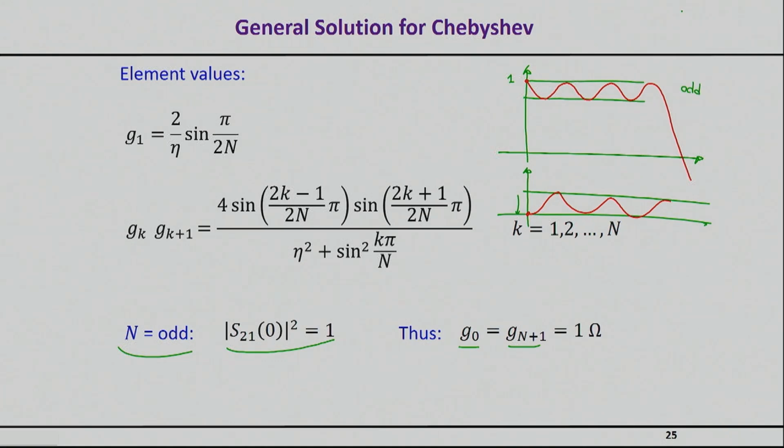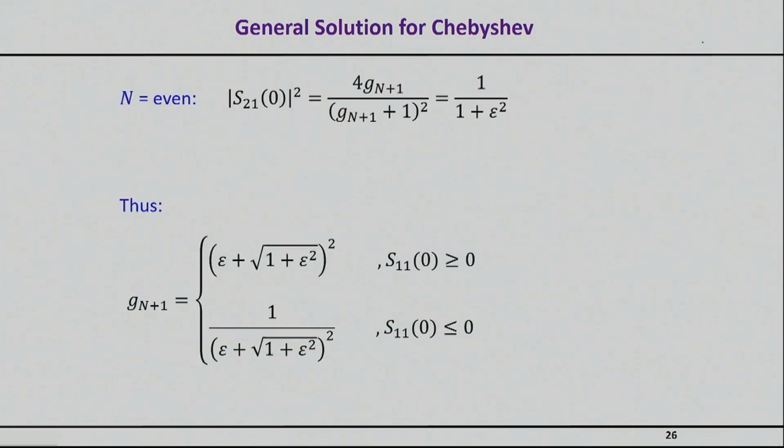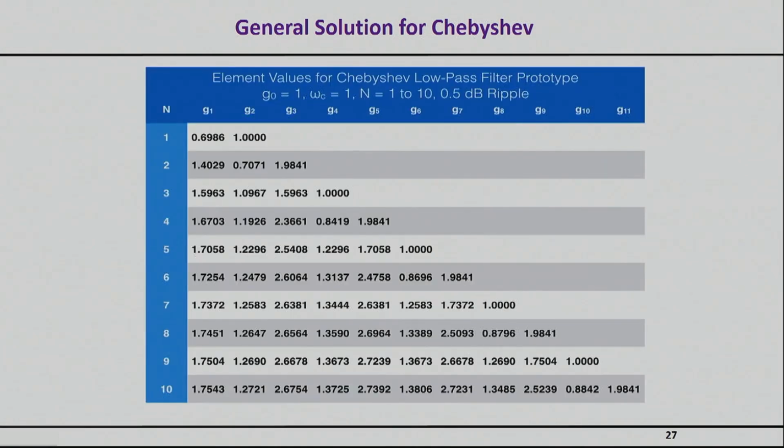And in that case, your load will actually be the same as your source impedance. But if you choose an even polynomial, then your S21 actually starts at the bottom of the ripple. In that case, your Gn+1, which is again the load resistance, is not actually equal to G naught, 1 ohm. It actually has a value that depends on the ripple epsilon. So let's see that in table format. Here you can see, for example, for n equal to 3, we have the load equal to 1, but for n equal to 4, my load is almost twice as much.